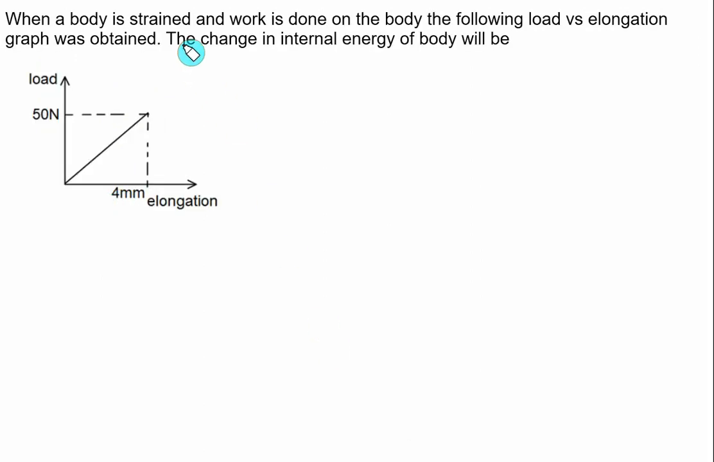When a body is strained and work is done on the body, the following load versus elongation graph is obtained. We have to calculate the change in internal energy of the body, that is the strain energy. Strain energy is the same as the area under the load versus elongation diagram. So this represents U, which is equal to 1 by 2 P multiplied by elongation dl, is equal to 1 by 2. We have load equal to 50 Newton and dl equal to 4.